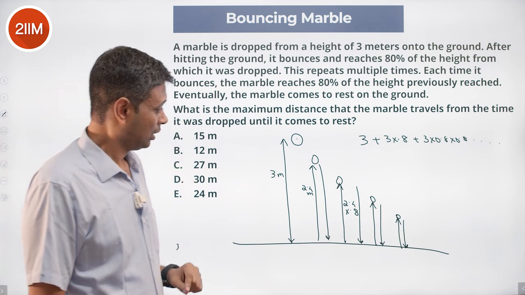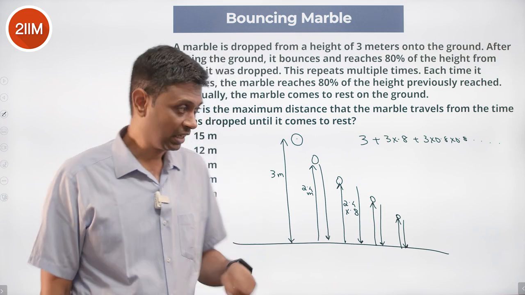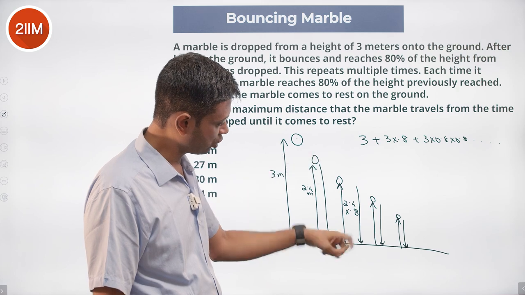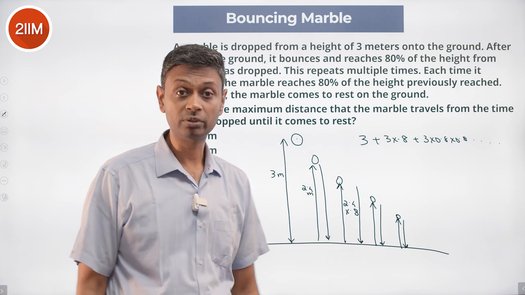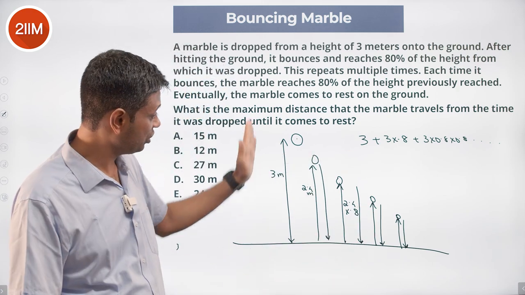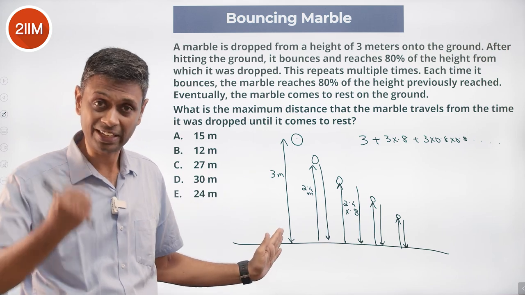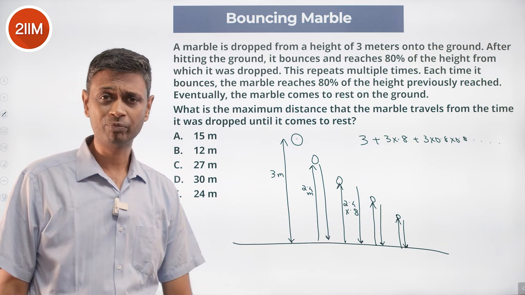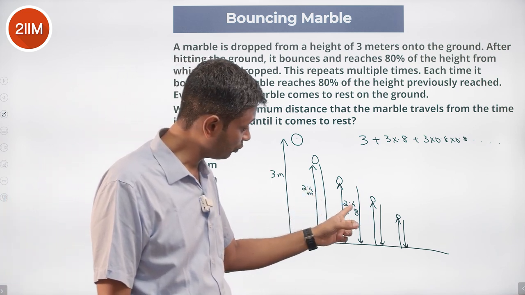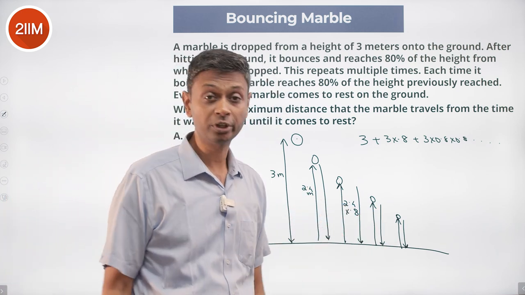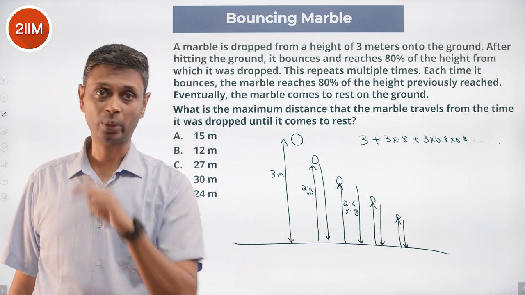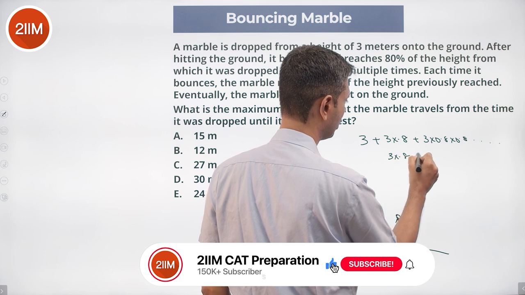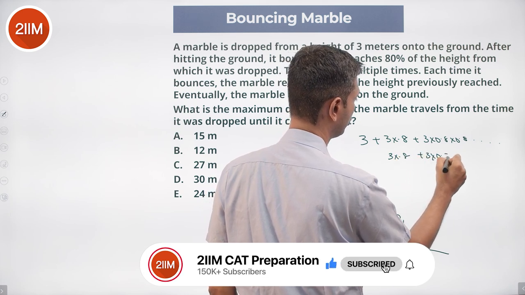Except, think about the distance the marble travels. It bounces back and goes down, bounces back and goes down, bounces back and goes down. You have to count both of that. So the 3 meter down is fine. That is gravity. After that, it bounces back and comes back, bounces back and comes back. So each of these, 2.4, 2.4 into 0.8, that into 0.8, that into 0.8, all of those will have to be counted twice. So 3 into 0.8 plus 3 into 0.8 into 0.8.